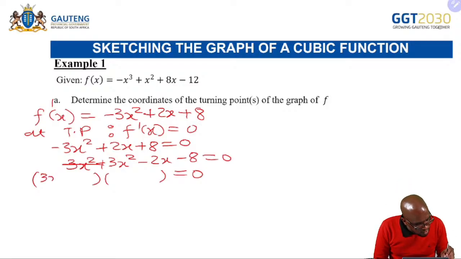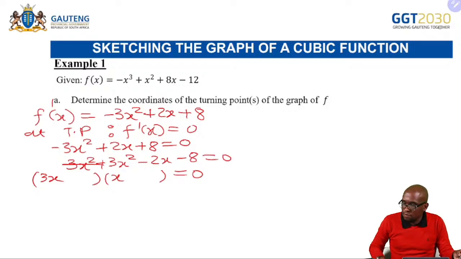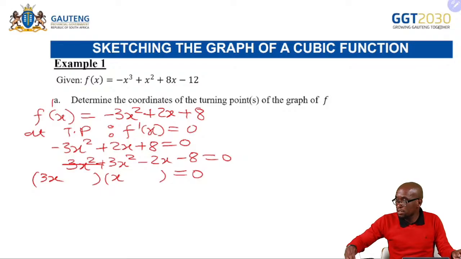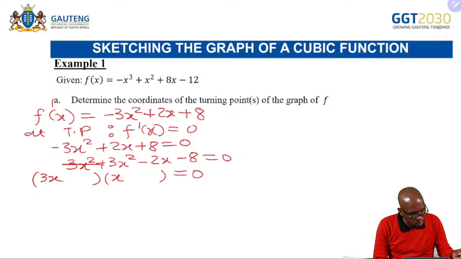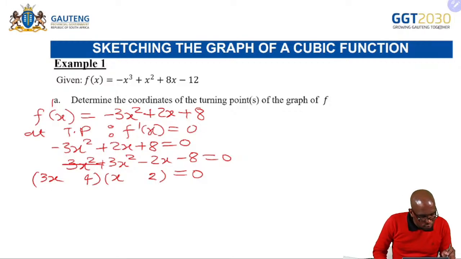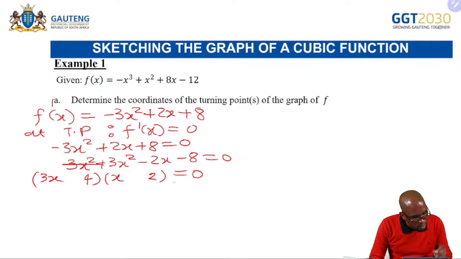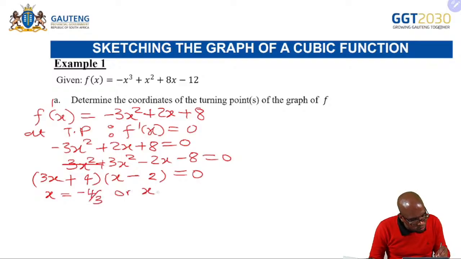So this is 3x and this is x. We're looking for the factors of 8 that are going to give us the middle term, which is 2x. So we're going to use 4 as well as 2. So if you multiply here, you can see it's 3x² + 6x - 4x. So we need our 4 to be positive and this one to be negative. So x in this case would be -4/3, or x would be equal to 2.